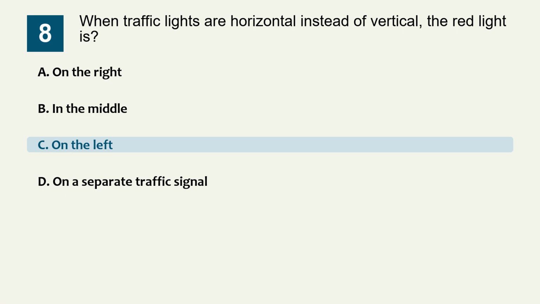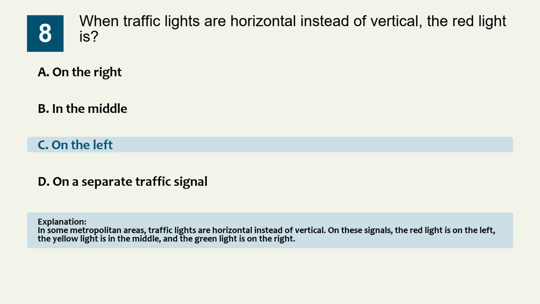The correct answer is option C, on the left. In some metropolitan areas, traffic lights are horizontal instead of vertical. On these signals, the red light is on the left, the yellow light is in the middle, and the green light is on the right.